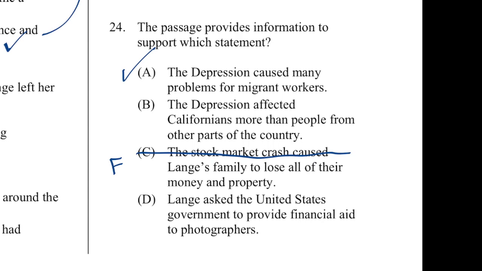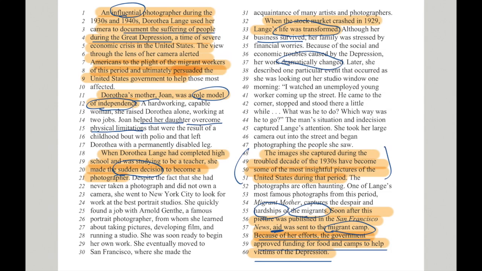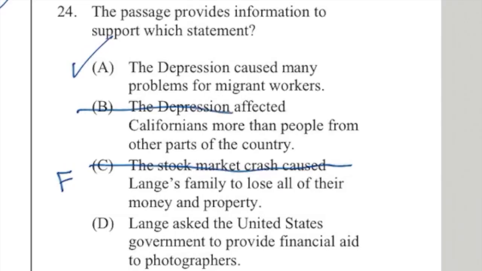Now, we could just end there because we found direct evidence, but for the purpose of this video, let's go through some of the other options and make sure that we aren't missing anything. The Depression affected Californians more than people from other parts of the country. So let's look at the passage for the word California. I can't even find the word California mentioned in this passage. All I see is San Francisco, which it talks about her moving to, but doesn't have any mention of it being worse than other places. So I know that that is incorrect because I'm looking for direct evidence of each answer.